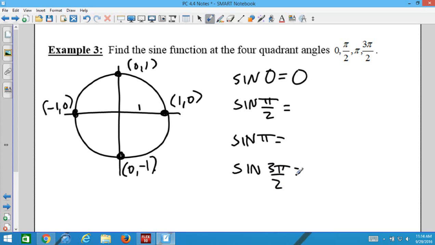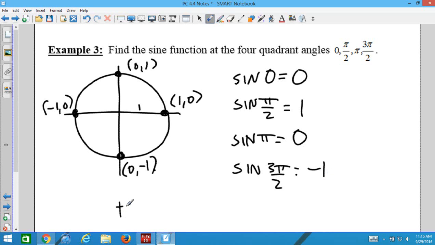Okay, so the next one, sine at pi over 2. So that's going to be the one on the top. Sine at pi over 2, what's y? 1. Sine at pi, what's y? 0. Sine at 3 pi over 2, what's y? -1. That's simple.